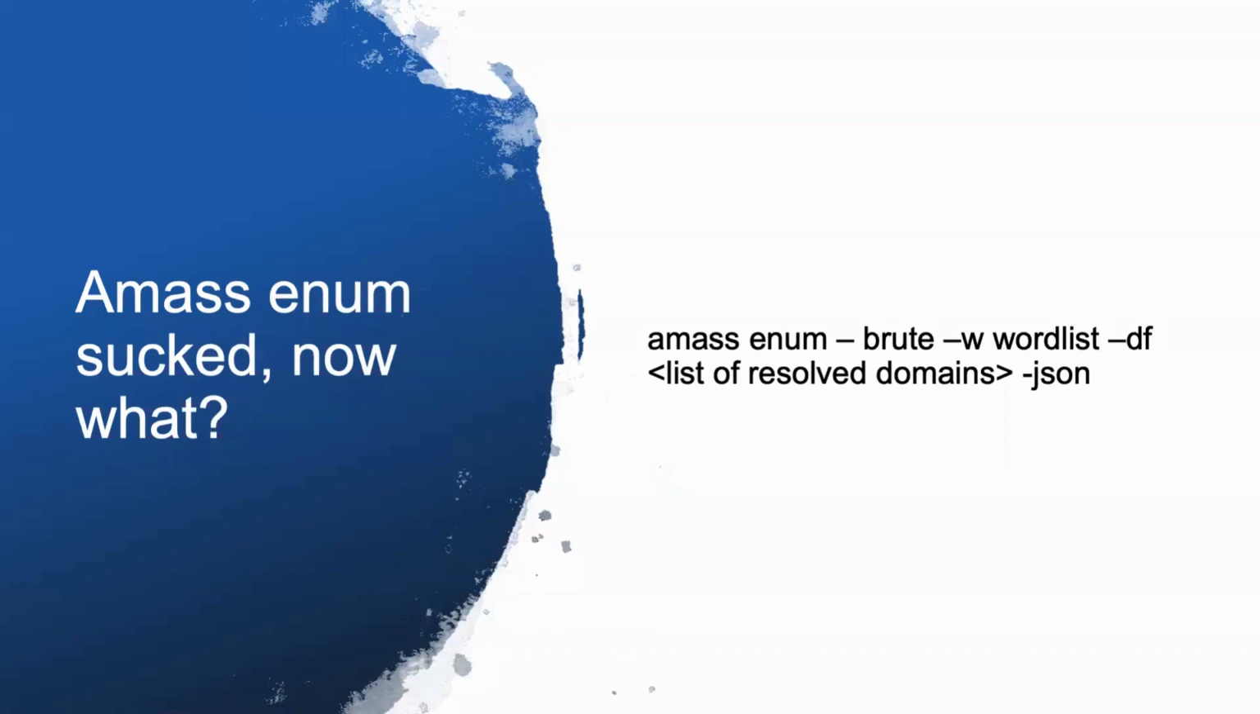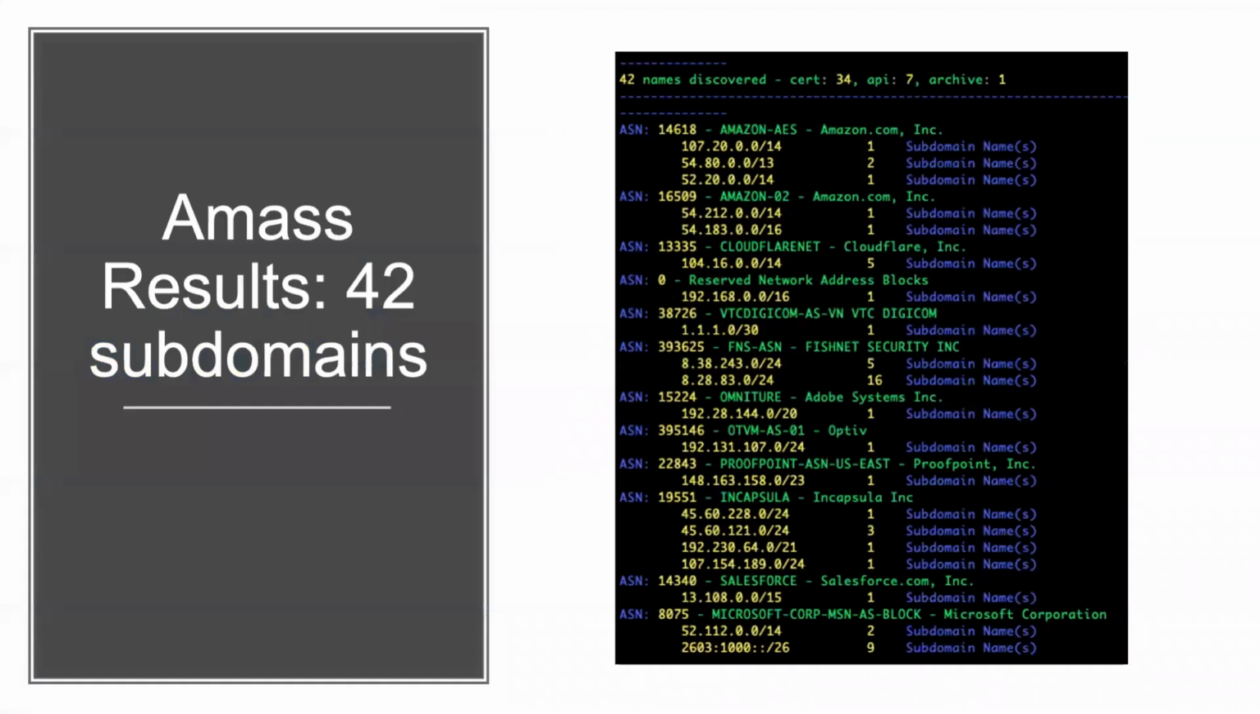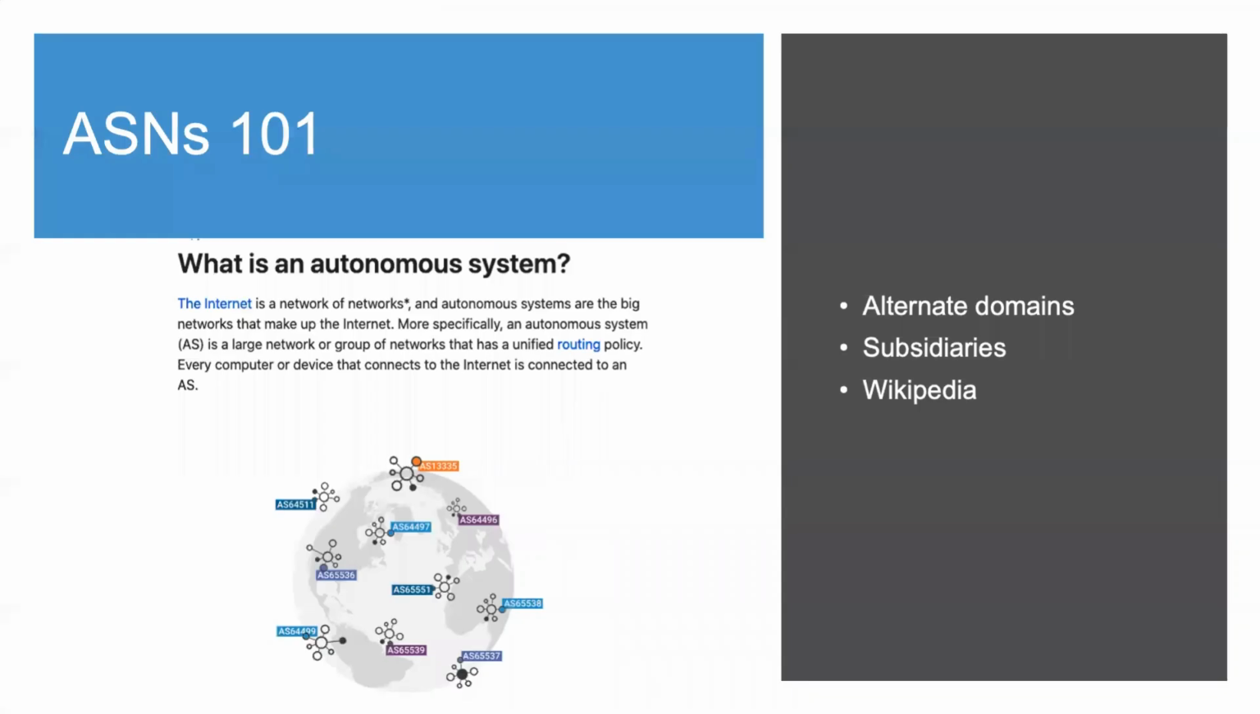Now, if you don't get any results from Amass, because you have a really small company that doesn't have a very big network presence, or they just are wordsmiths at creating host names, you can use a word list, like with the Altdns tool or similar, and throw it into Amass to do a brute force attack against the DNS servers and see if you can find additional subdomains that way. In this case, I found 42 subdomains for Optiv. The subdomains are listed in each one of the ASNs that they belong to, which we'll talk about in a second.